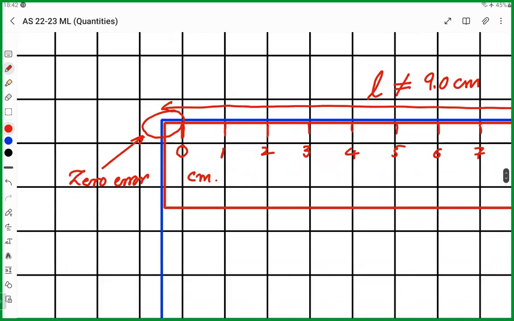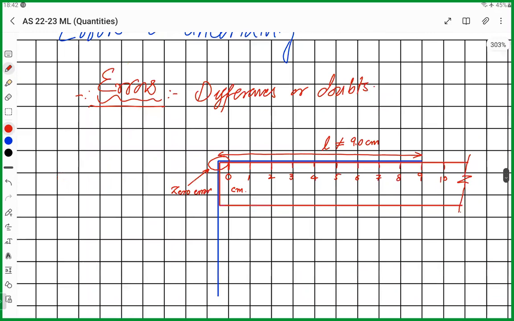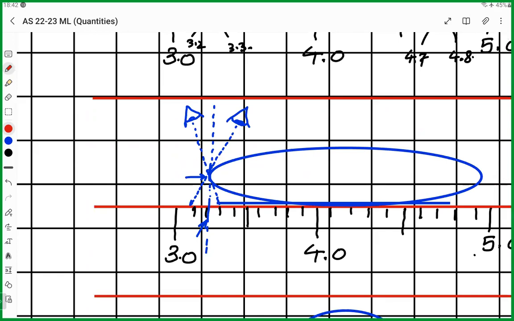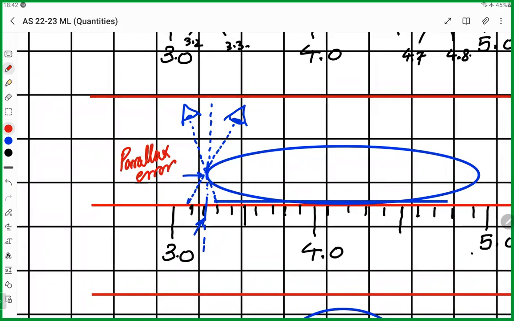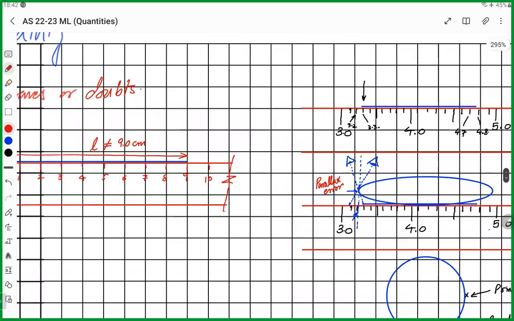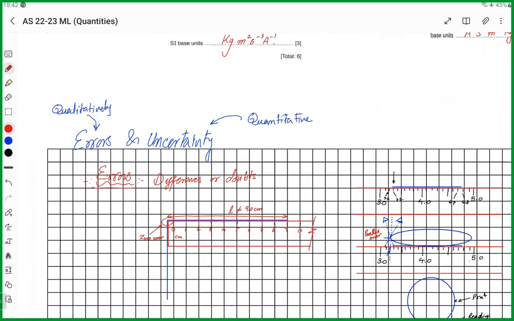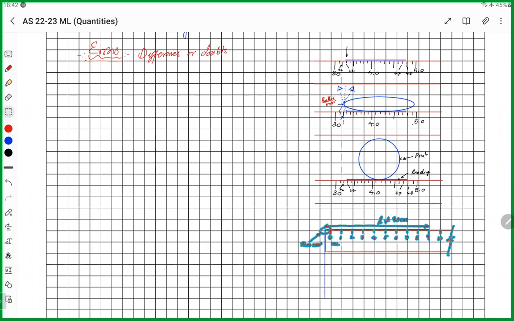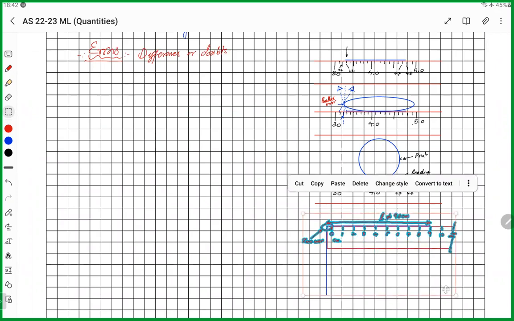So these kind of differences, because of the instrument and sometimes because of the human limitations over here, this is a human limitation. We don't know when and where the eye is perpendicular to the scale. So we are producing a parallax error, and we are producing a zero error. Some errors are because of system or instruments. Sometimes errors are there because of human limitations. So let's discuss errors today and how do they affect different kind of measurements.